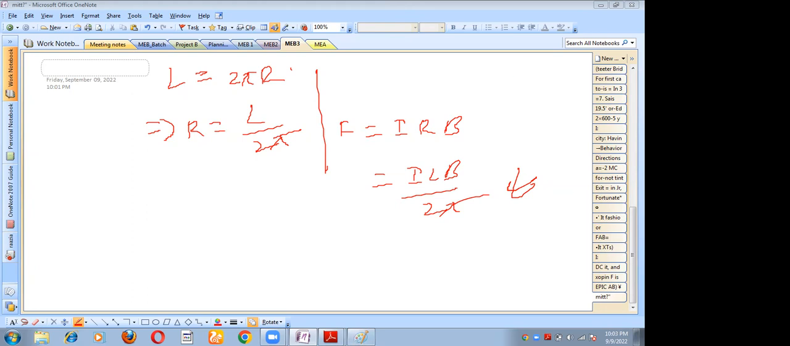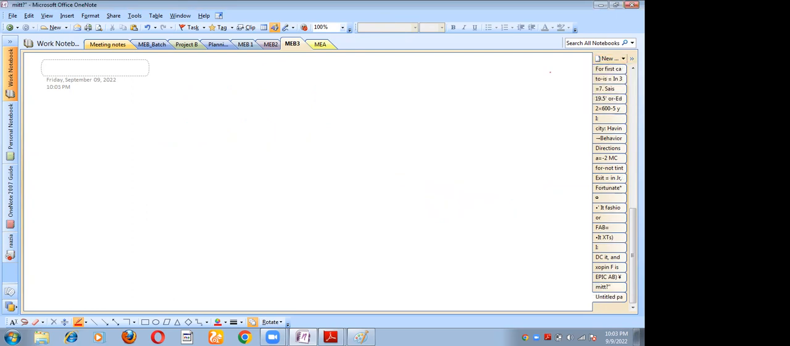So moving to the next type of concept. So this was the concept related to finding the magnetic force on a current carrying wire placed in the magnetic field. The remaining type of questions I will give you in the assignment. Now moving to the next concept, that is motion of a charged particle in a uniform magnetic field, that we are going to see.